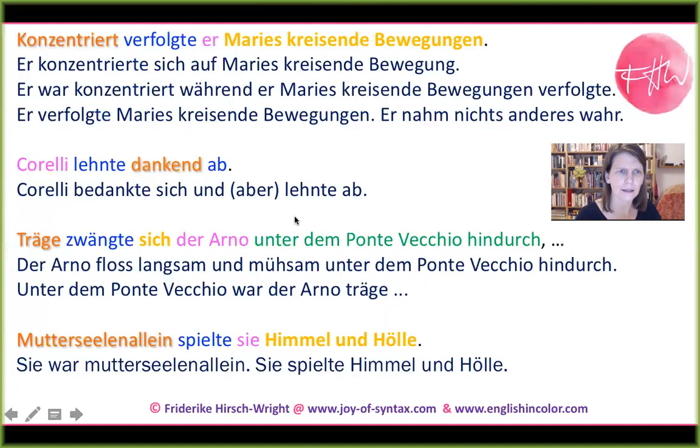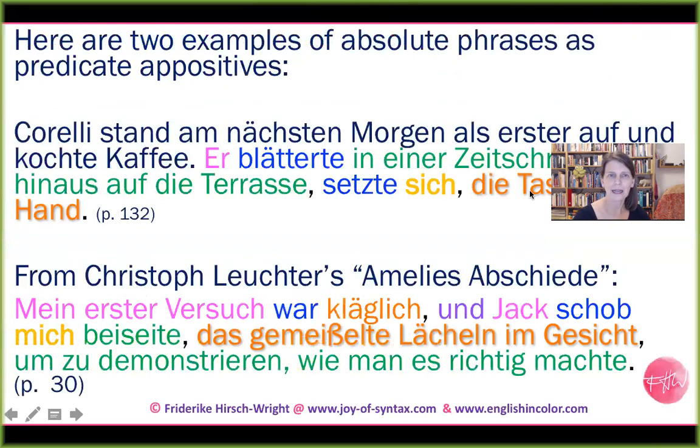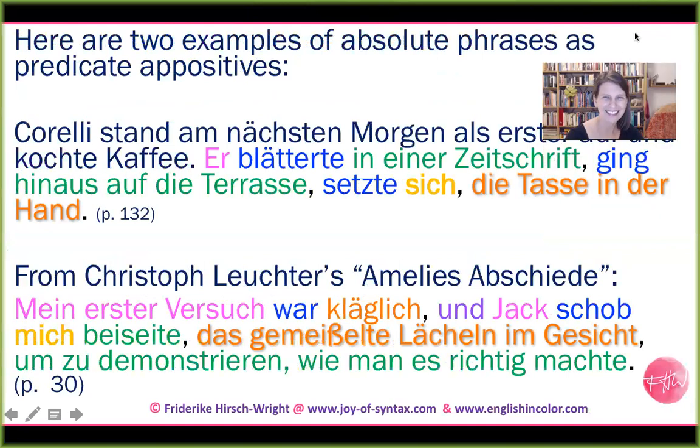What happened? Technology. Träge zwängte sich der Arno unter dem Ponte Vecchio hindurch. Der Arno floss langsam und mühsam unter dem Ponte Vecchio hindurch. So träge means it was lethargic, and in this case it's actually not so easy to replace. Unter dem Ponte Vecchio war der Arno träge. Mutterseelenallein spielte sie Himmel und Hölle. Sie war Mutterseelenallein, sie spielte Himmel und Hölle. Okay, this was boring now for those of you who don't know German, if you stuck around.